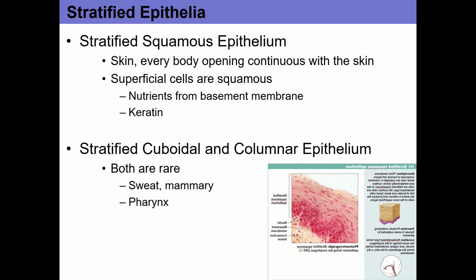But you've got multiple layers of cuboidal cells in those sebaceous or in those oil glands because of the way that they secrete, because the whole cell ruptures. And then a similar setup in the mammary glands. The pharynx is in your throat. And yeah, we'll talk about that when we get to the respiratory tract.